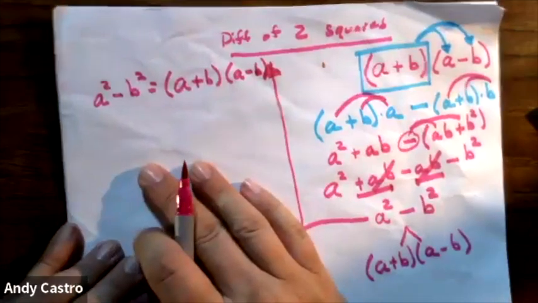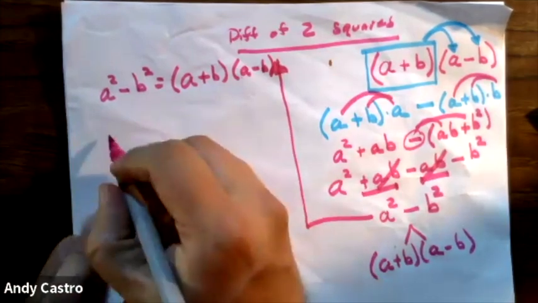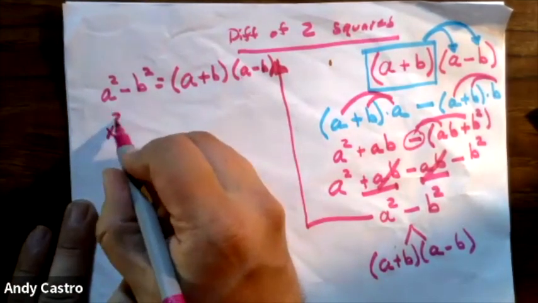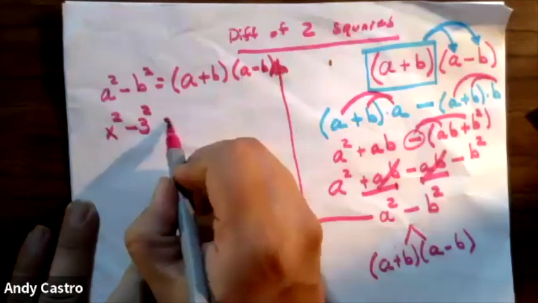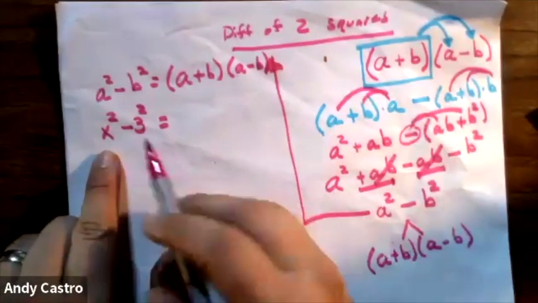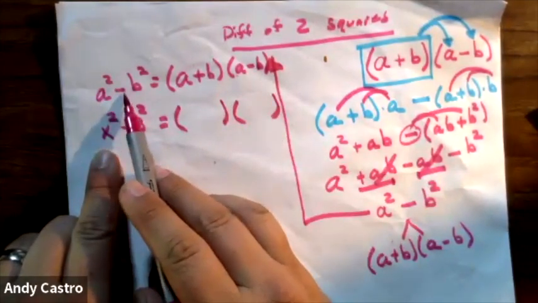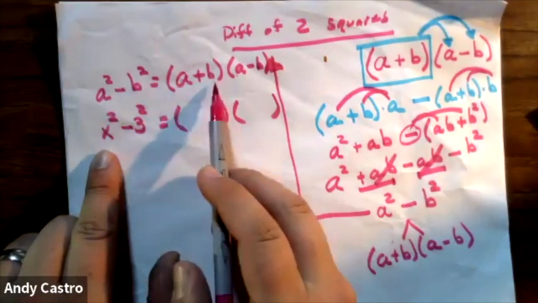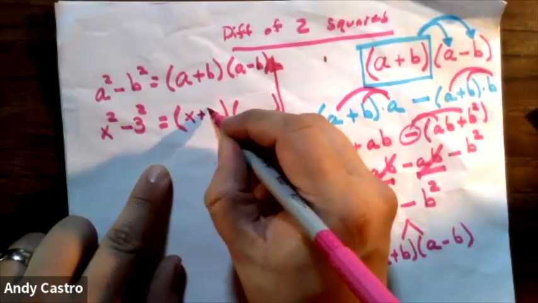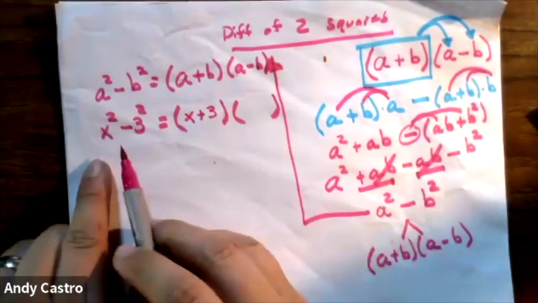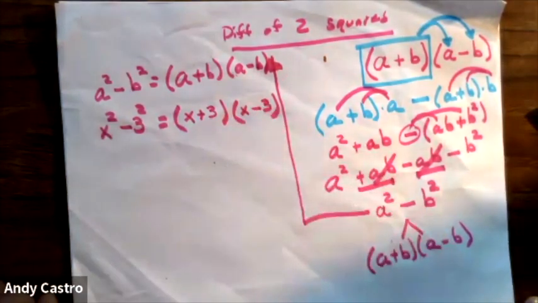So if I have the difference of two squares when I'm looking at a problem, let's say x squared minus 3 squared, I'm going to put this in this form. If I have a squared minus b squared, I'm going to do a plus b. So that's going to be x plus 3, and then I'm going to do x minus 3. And that's your answer.